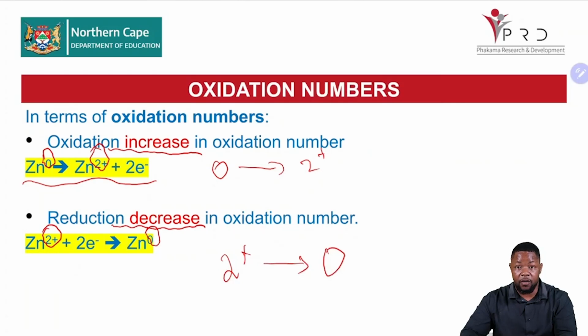Just a recap, oxidation in terms of electron transfer is the loss of electrons. Reduction in terms of electron transfer is the gain of electrons. Oxidation in terms of oxidation numbers is the increase in oxidation number. And reduction in terms of oxidation numbers is the decrease in oxidation number.